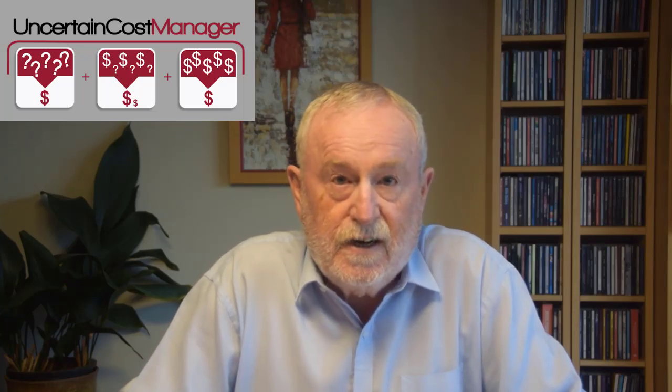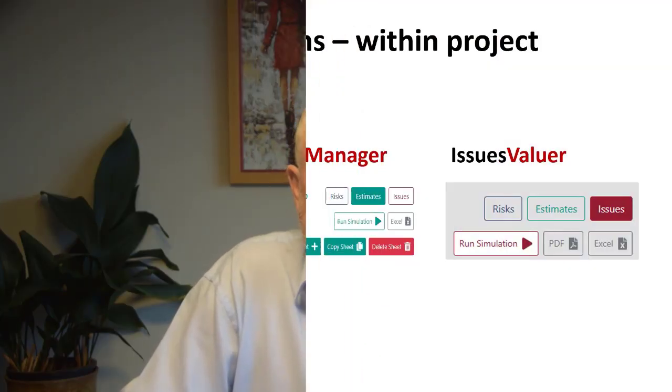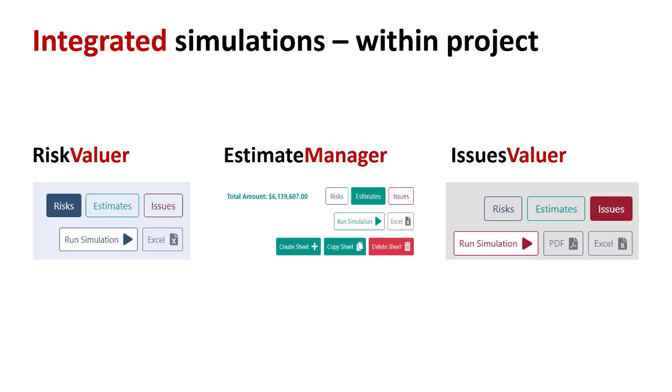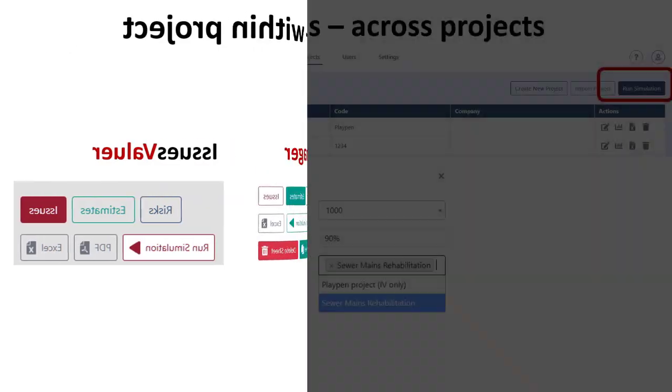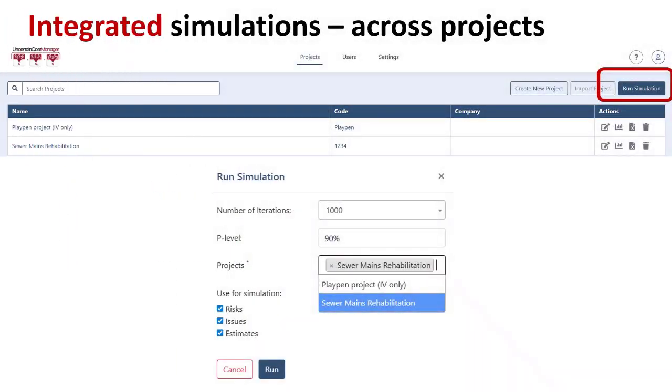The result was Uncertain Cost Manager, which brings the 3 founding toolsets under one umbrella and enables simulations to be run across various combinations of the underlying data. So let me outline how this happens. Running an integrated simulation for a project may be quickly undertaken through any of the underlying toolsets. An integrated simulation can also be run for a program by selecting the required projects.